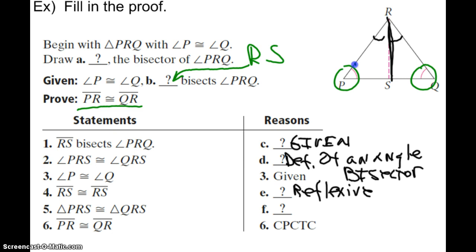The two triangles are congruent because of angle, angle, side. If the two triangles are congruent, then PR is congruent to QR, because corresponding parts of congruent triangles are congruent. So we proved that the sides were congruent.